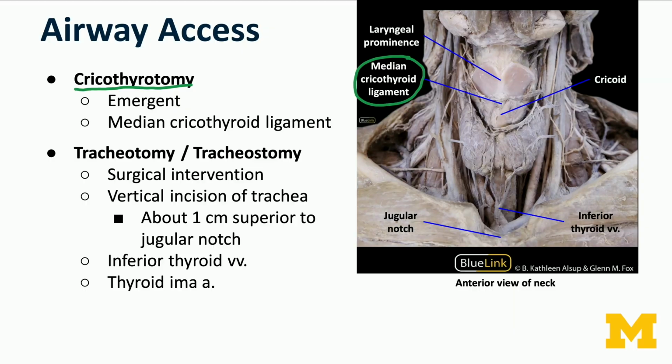The reason why this must be done surgically is that there are blood vessels that can be in the way. So here we can see the inferior thyroid arteries. Those can be in the way and can be incised during a tracheotomy. And in about 10% of the population, there's a variable artery that's present known as the thyroid ima artery, which would be very problematic if it were incised during a tracheotomy. It would pump out quite a bit of blood.